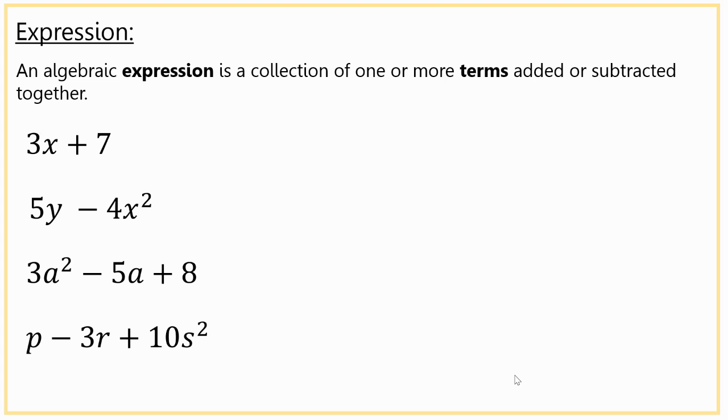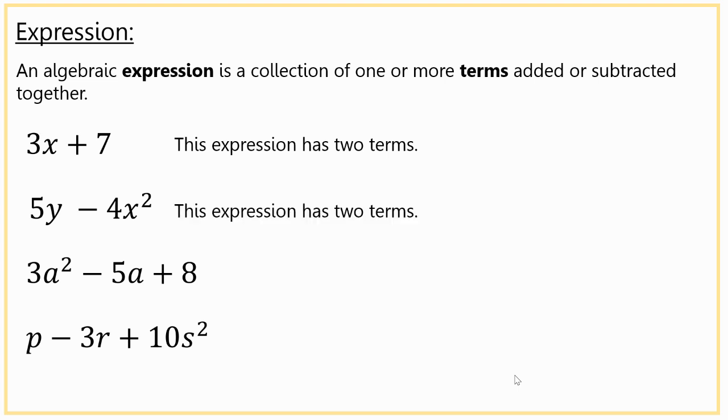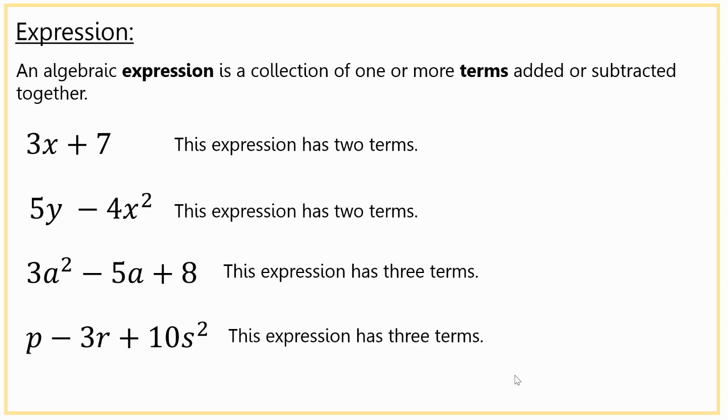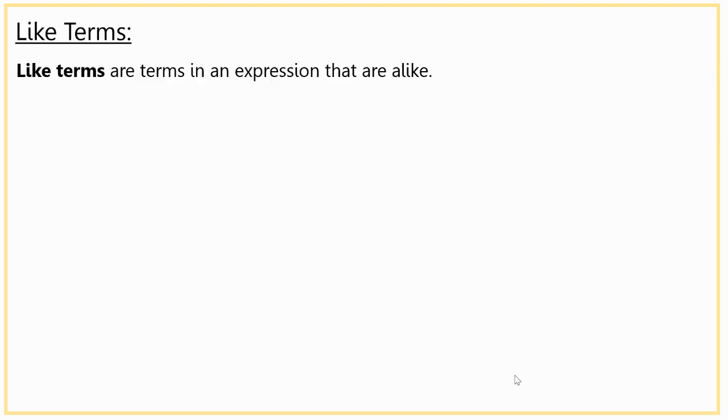The number of terms in the first expression is 2. 3x and 7 are both terms. So in the second one, we again have two terms. 5y and minus 4x squared are both separate terms. Then the next one has three terms, and so does the last one. So expressions are made up of terms.